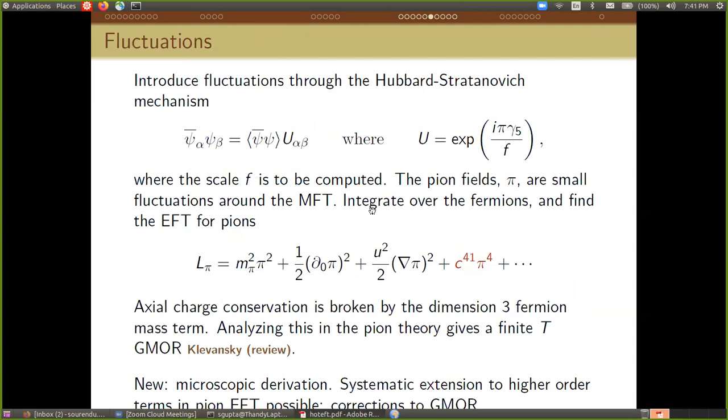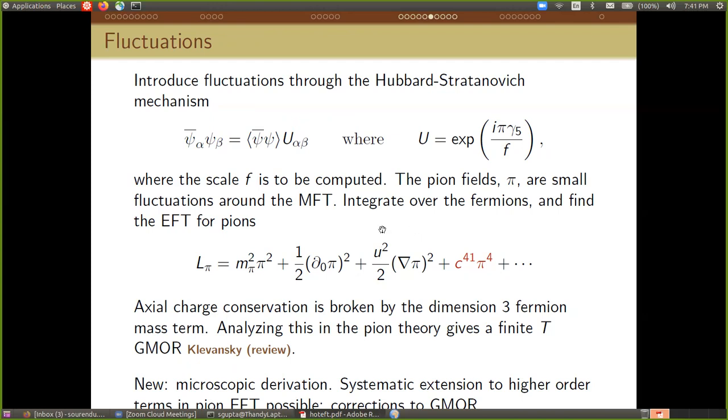Okay, what else can we do? So we have got all the low energy constants and we are ready to do more calculations. So now what can we do? We can look at fluctuations around the mean field. We have used the mean field to get the ellipses. We have got the whole Lagrangian now. And now we can look at fluctuations.